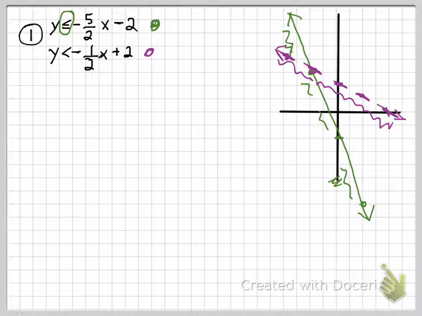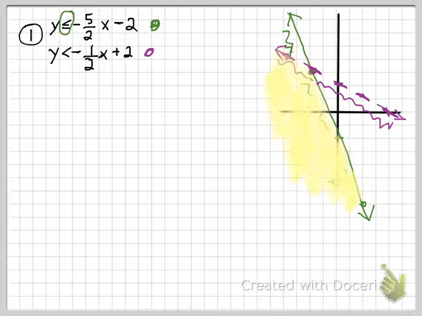So now we have to figure out, where do I have both sets of shading? Both sets of shading are on the bottom of each line. So my shaded region, my feasible region where all my solutions are, is where I had both the green and the purple.